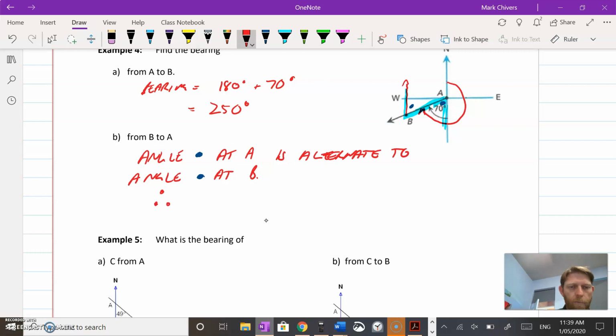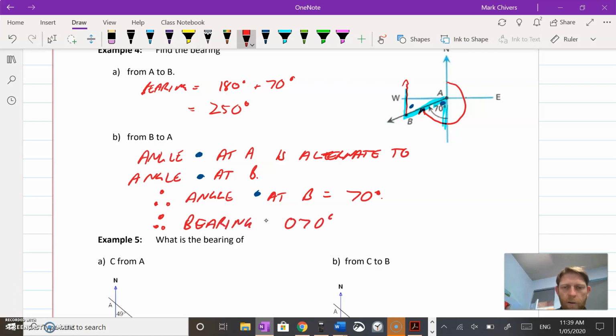So therefore, angle dot at B equals 70 degrees, and therefore in this case the bearing is going to be 070 degrees. All right, because we've got to measure this angle in here for the bearing, and that's going to be 70 degrees. So that's that.